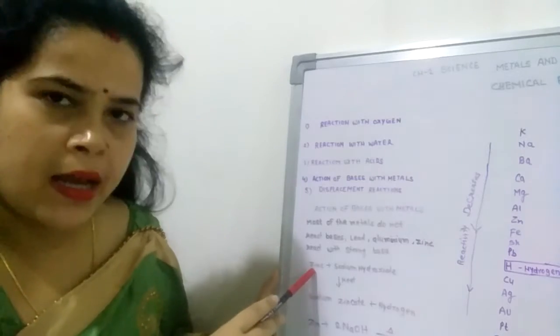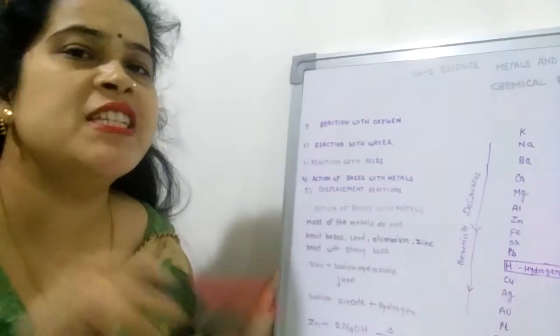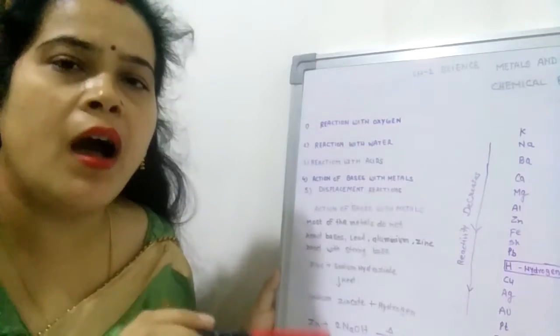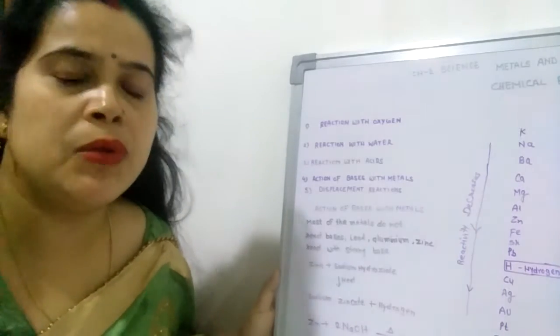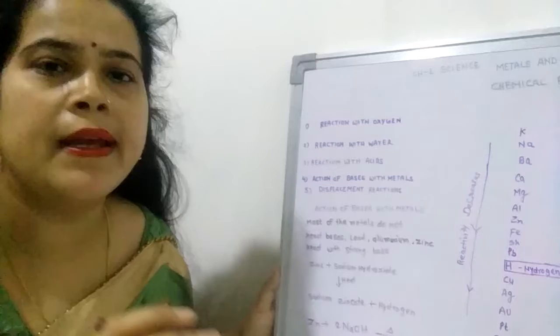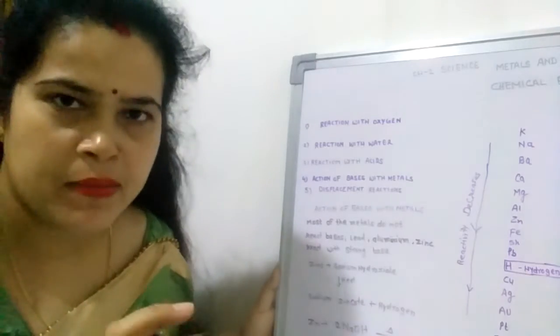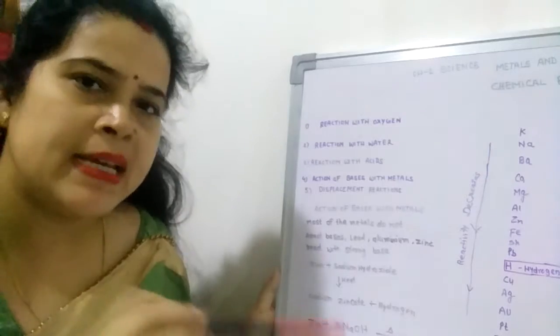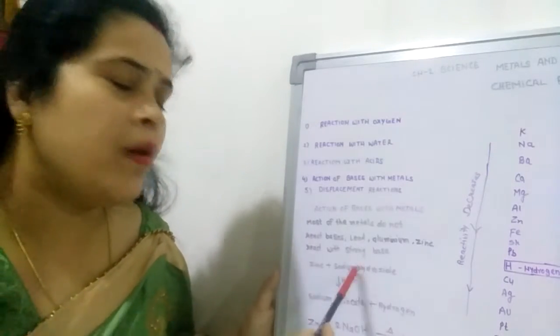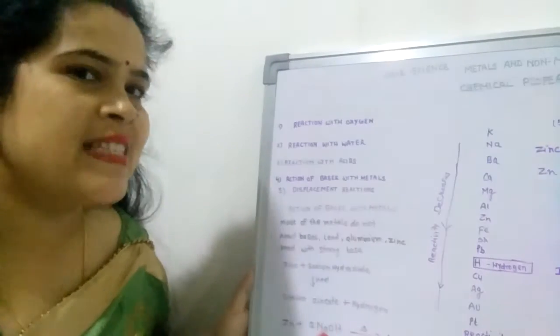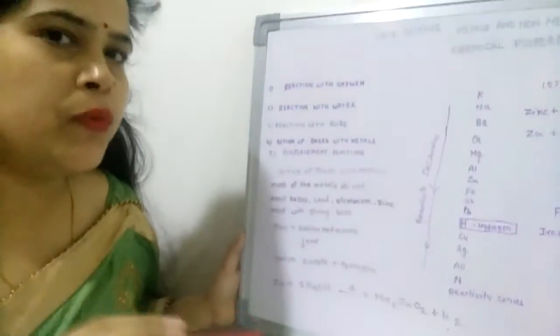Zinc reacts with sodium hydroxide. So what is the symbol of zinc? I told you in the previous video to learn the 1 to 30 atomic numbers, so you can recognize the symbols of their elements. So zinc symbol is Zn. Sodium hydroxide. So what is the symbol of sodium? Yes, it is Na. And I told you when hydroxide is joined with any metal, use OH.